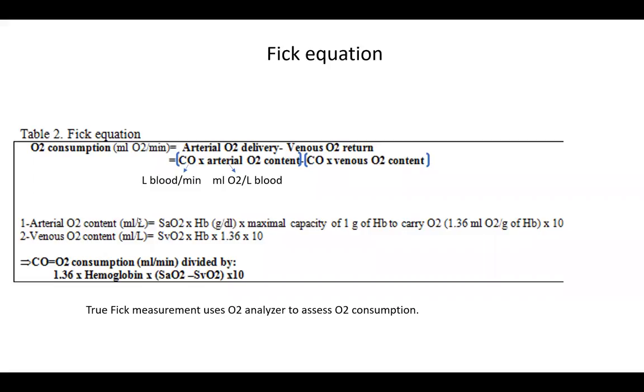So further details, what is arterial O2 content? We know arterial O2 delivery is cardiac output by arterial O2 content. Arterial O2 content is arterial O2 saturation multiplied by hemoglobin, multiplied by how much oxygen every gram of hemoglobin can carry. Okay, so if you have 80% O2 sat by hemoglobin of 12, by this is a constant, 1.36. Multiply by 10, this is to adjust for the units to make this in milliliter, otherwise it will be in deciliter. So this is arterial O2 content. Venous O2 content is the same, except we use SvO2, which is mixed venous oxygen, okay?